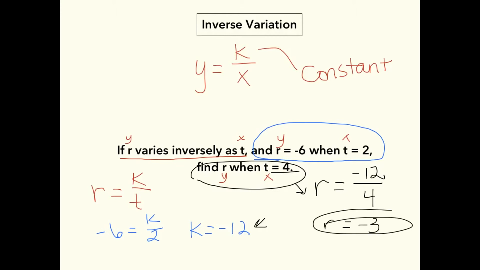So again, this tells us what relationship we need to use. This helps us find our k. And then the final piece is where you actually solve and get your answer.